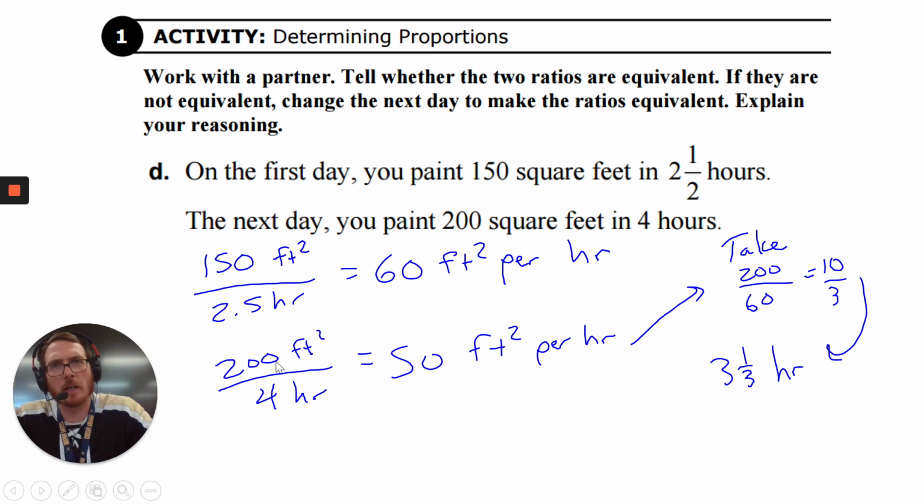Well, if you take 200 divided by 60, it's like working backwards to find the answer. So if I take the 200 square feet divided by 60 square feet per hour, that'll get me 10/3 hours as a final answer, or 3 1/3, or 3 hours and 20 minutes. So if you have to work backwards to find it, just use the unit rate that's given and then divide that out to figure out the other piece of the ratio that you're trying to make equivalent.